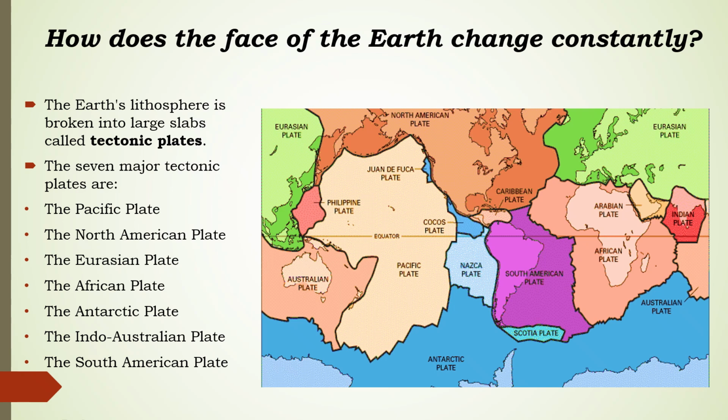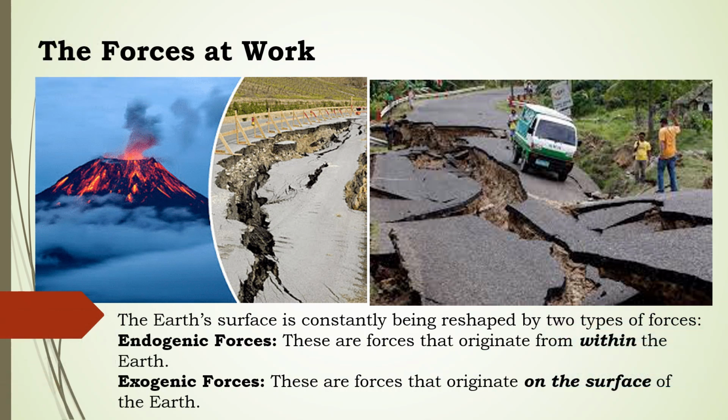The earth's lithosphere is broken into large slabs called tectonic plates. The seven major tectonic plates are the Pacific, North American, Eurasian, African, Antarctic, Indo Australian, and the South American plates. The Earth's surface is constantly being reshaped by two types of forces: endogenic forces and exogenic forces.